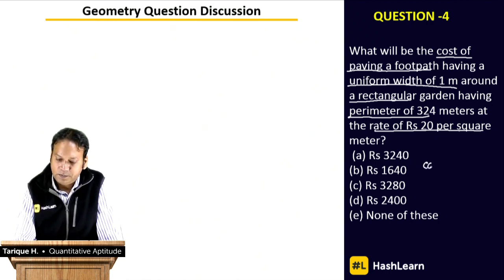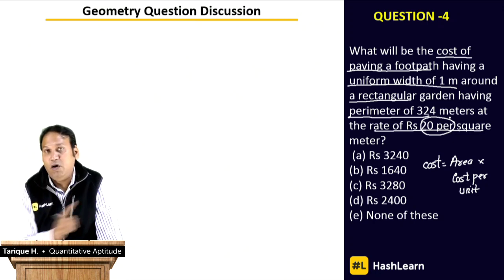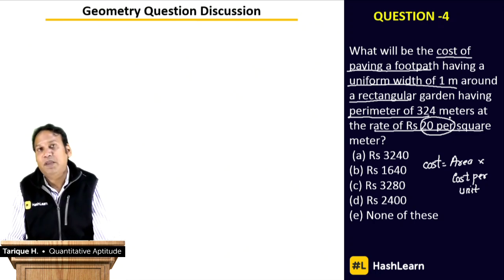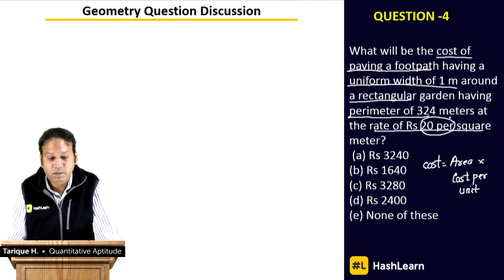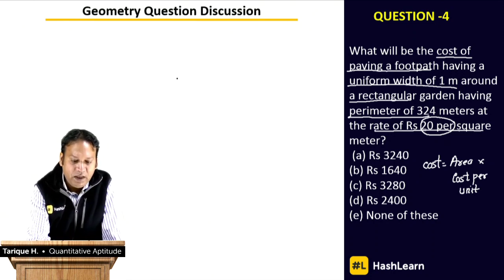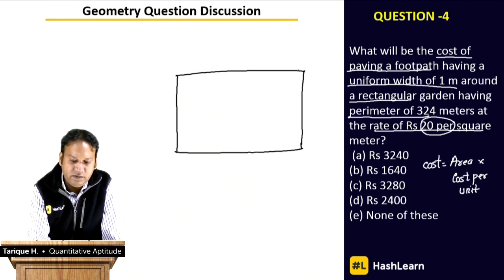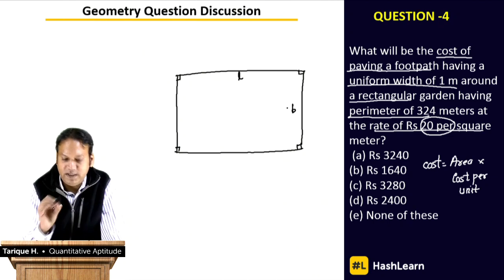So total cost is always equal to area into cost per unit. Now cost per unit is already given to us in the question, that is 20 per square meter. So I just have to find out the area of the footpath around the rectangular garden. So let's first draw the diagram to make you understand how this question is set up. We have a rectangular garden, just a rough drawing. Let's say the length is L and this is the breadth B. We don't know what L and B are.